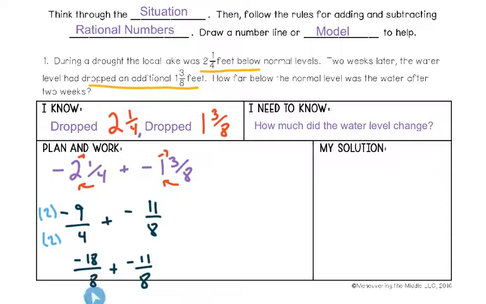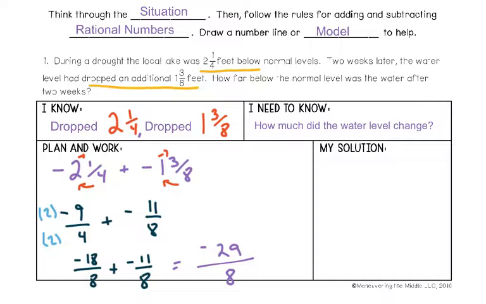So now that they both have an 8 on the bottom, I can add their numerators. I have a negative plus a negative, so I'm going to add like normal and then keep that sign. So we're going to do 18 plus 11, and then the answer is going to be negative. So I got a 29, and I know that that's negative, over 8. I always keep the denominator.